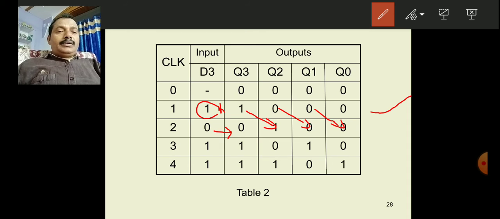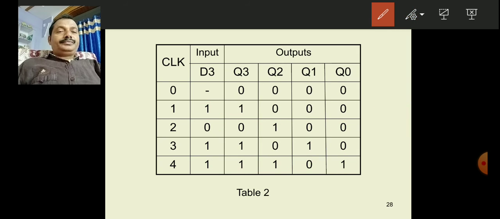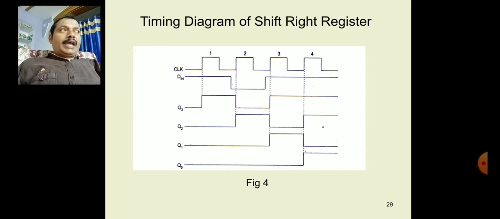In the next pulse, the third pulse, this 1 is moved to Q3, and the previous 0 is moved to here, this 1 is moved to here, and this 0 is moved to here. And in the fourth pulse, this 1 is moved into Q3, and the previous one is moved here, this 0 is moved here, and this 1 is moved here. So this is the right shift operation. So this is the timing diagram of the shift right register.